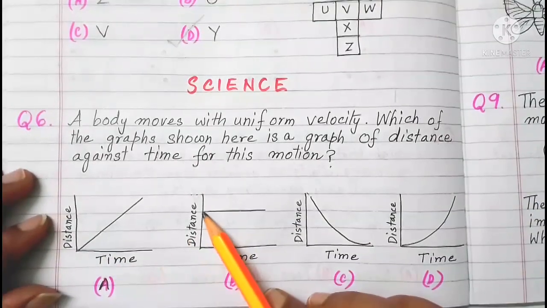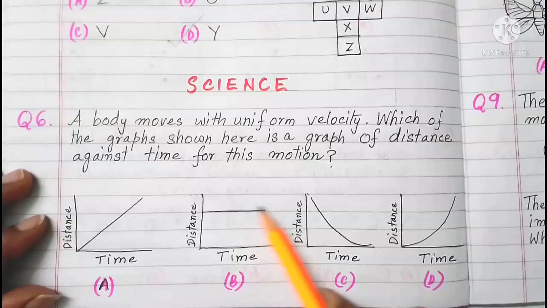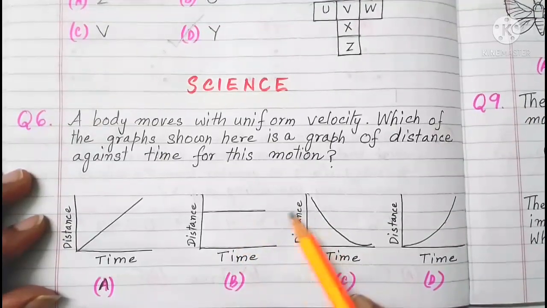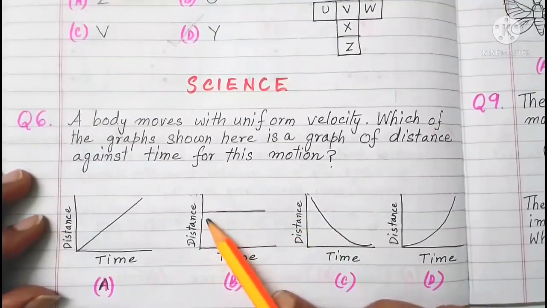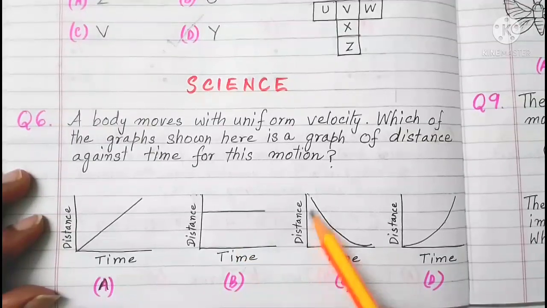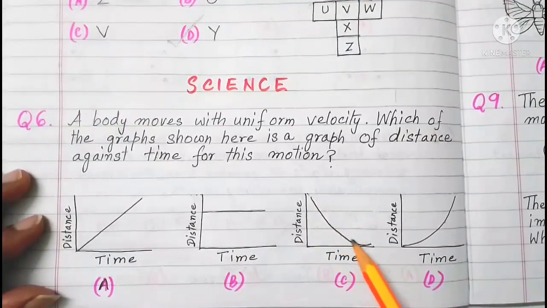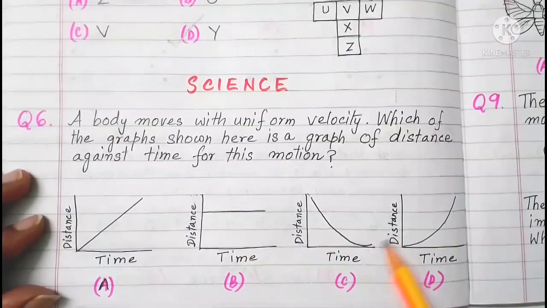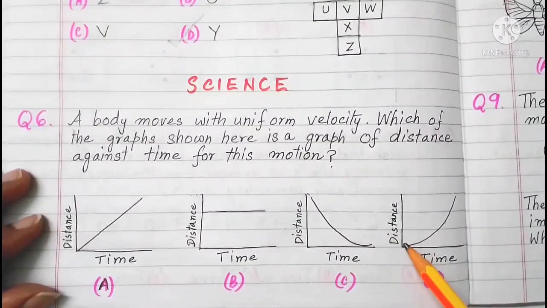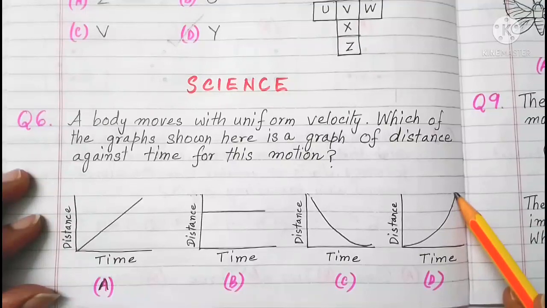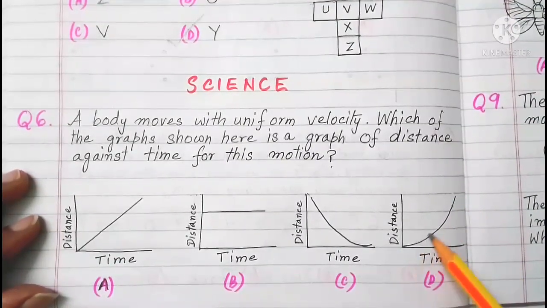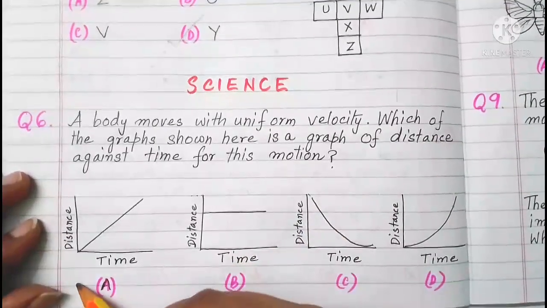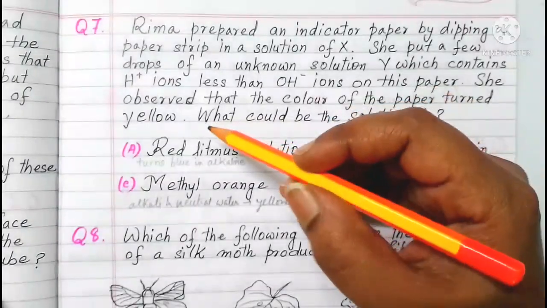For this one, the distance remains the same, but time is growing. Time is proceeding, but distance remains the same. It's not rising from this side. Here distance is going down, but time is proceeding. This is not possible. Here distance is growing and time is growing, but it's not in a uniform manner. You have to keep in mind that it should be uniform, and I think the answer will be this one.